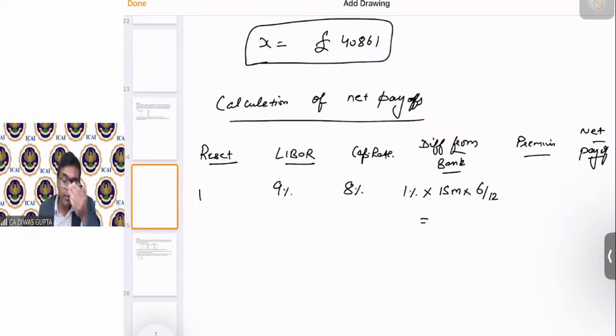1% is the differential. So the moment LIBOR increases from 8% and above, the bank will pay us the differential. So this amount comes as 75,000. The premium equivalent amount for this reset period is 40,861. This will be reduced from the actual receipt. It will become 34,139.